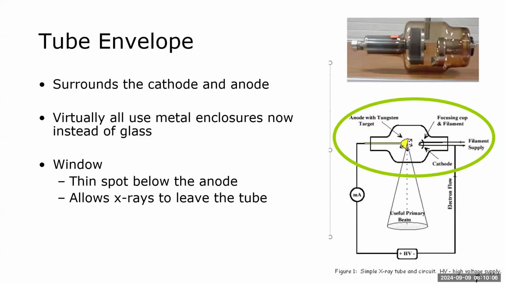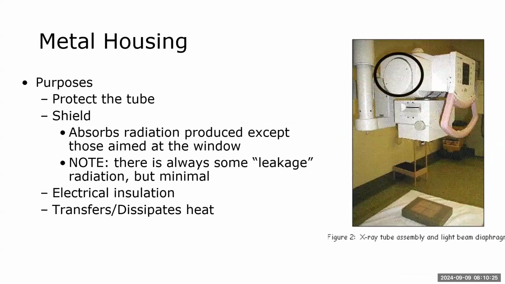But there is a window, a very thin spot below the anode, and that's where the X-rays leave the X-ray tube. Okay, so the window is the only area that we really want the X-rays to leave the tube, because those are going to be the useful or the primary beam that is directed towards the patient. So all of that, whether it be glass or whether it is metal enclosing the anode and the cathode, all of that is also housed within this metal housing of the whole tube component.